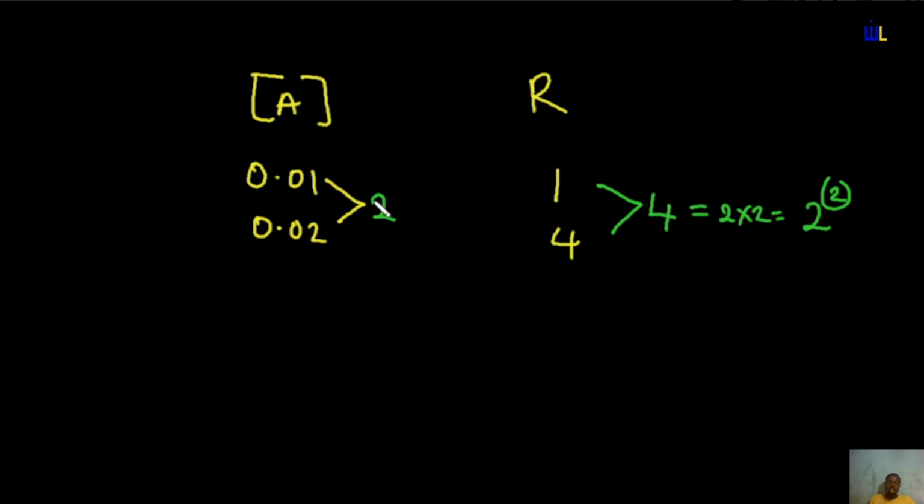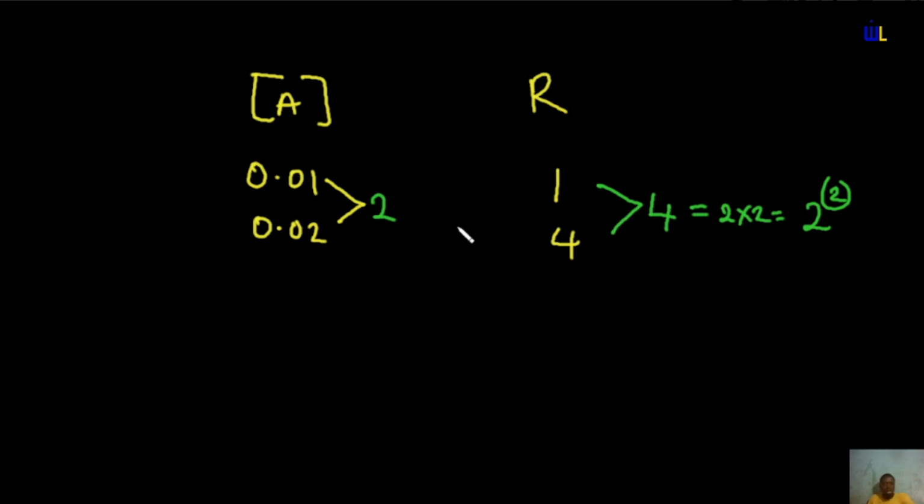Why? When you increased the concentration by a particular factor, the rate was increased by that factor raised to the power of 2. So once it is increased by the same factor raised to the power of 2, it is referred to as a second order reaction.